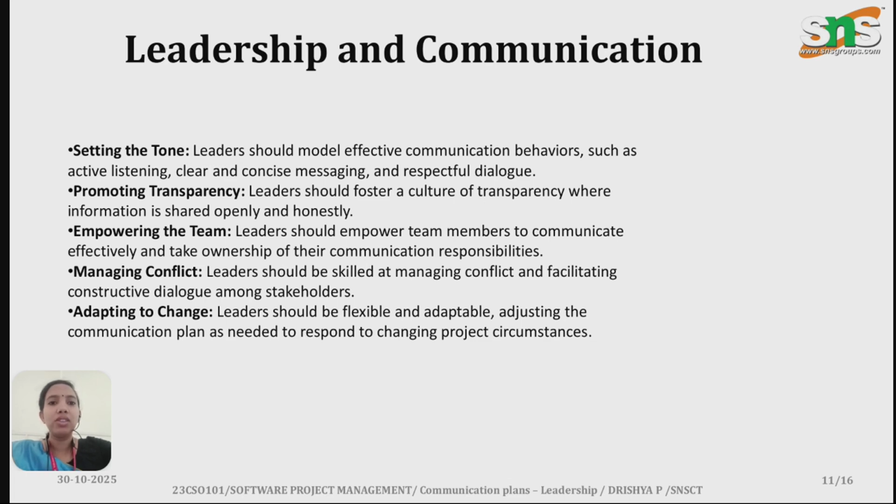The next is managing conflict. Leaders should be skilled at managing conflict and facilitating constructive dialogue among stakeholders. The next is adapting to change. Leaders should be flexible and adaptable, adjusting the communication plan as needed to respond to changing project circumstances. These are the main points, the main functions of leadership, or what leadership quality is based on: setting the tone, promoting transparency, empowering the team, managing conflict, adapting to change.